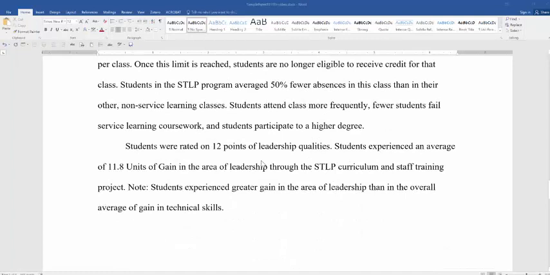The last example I have here is they're talking about 12 points of leadership. The value is 10 and above, write it as a numeral. Then we have other values that are partial, like 11.8 units of gain. Write it just the way it's indicated.